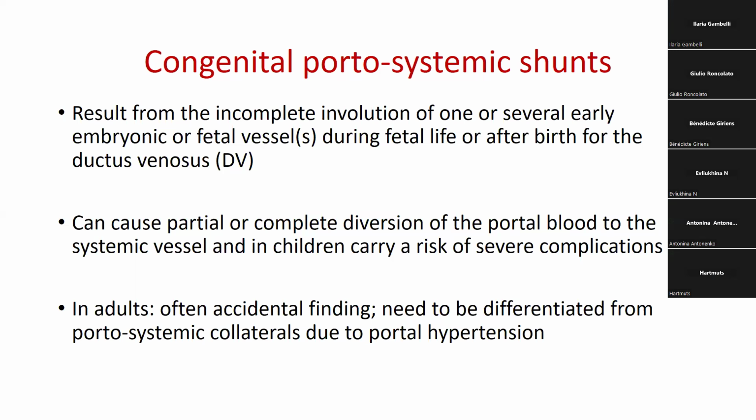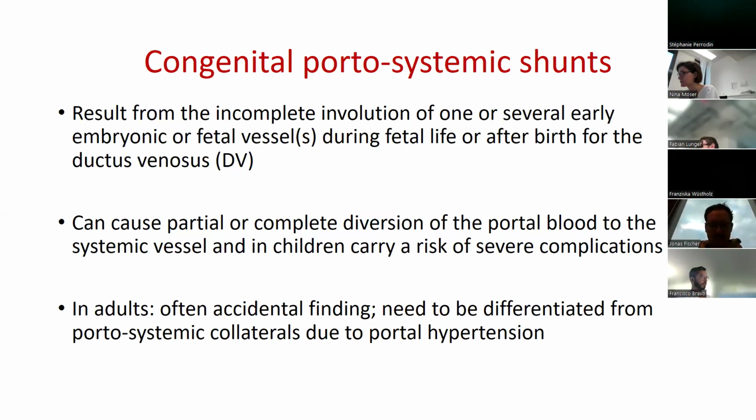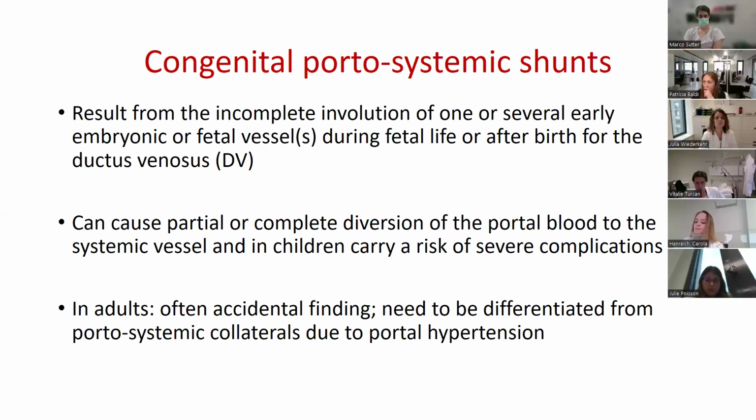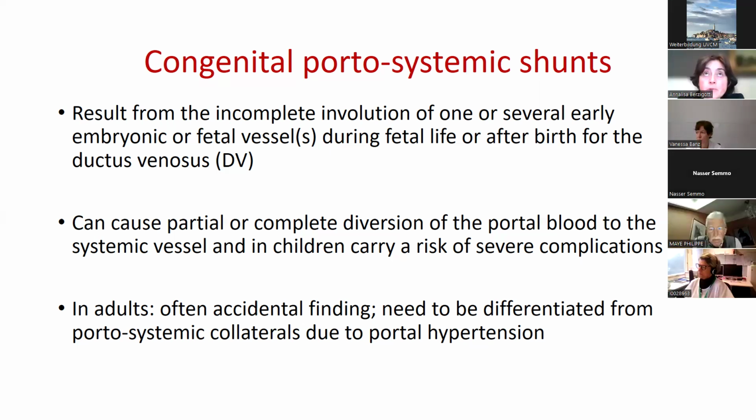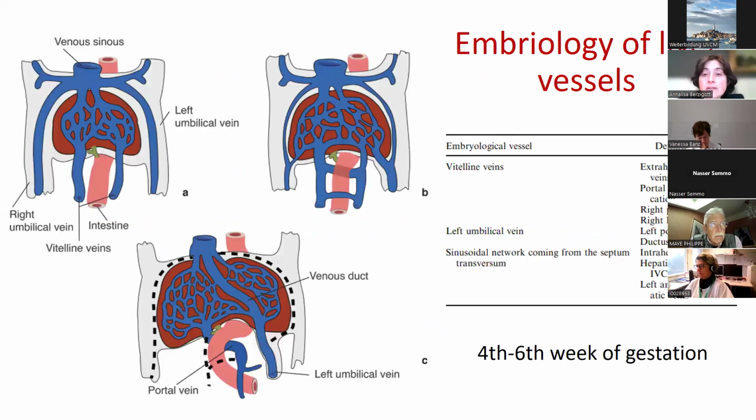They are important to know, so to recognize, because especially in children, they can cause complications due to the diversion of the portal venous flow into the systemic vessels. In adults, we will see that they are often an accidental finding, and in this population, it is important to remember that they should be differentiated from portosystemic collaterals due to portal hypertension in the context of chronic liver disease.